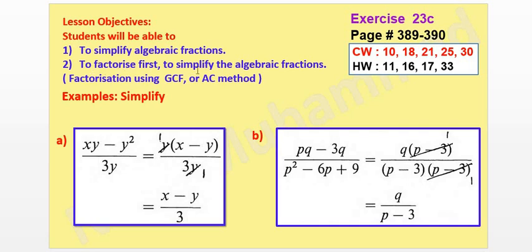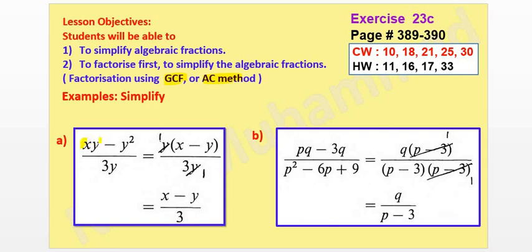First of all, we will factorize the expressions, the ones that will be in the numerator or in the denominator. How will we factorize them? Using the GCF method or using the AC method. So here are two examples. Look at the first example.